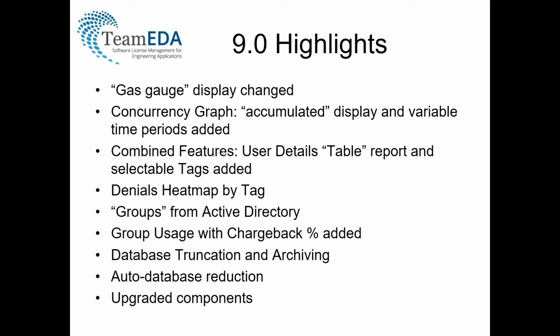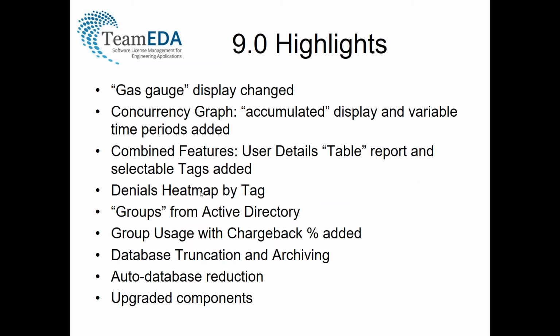So if you know what combined features are, that's the same tool, same feature running on multiple license servers. So you can now see that report in a table form, but you can also see that report by selecting specific tags. So each of those licenses are going to be at a different tag, and so you can select whatever tag you want. By the way, if you have a question, feel free to jump in if you want, but there'll be a question and answer session at the end.